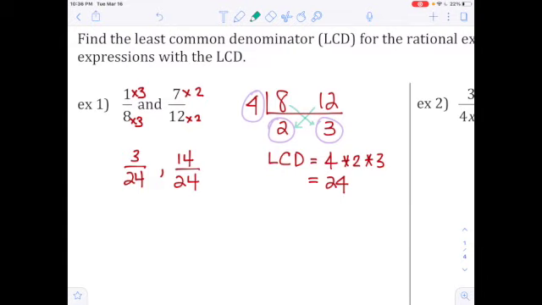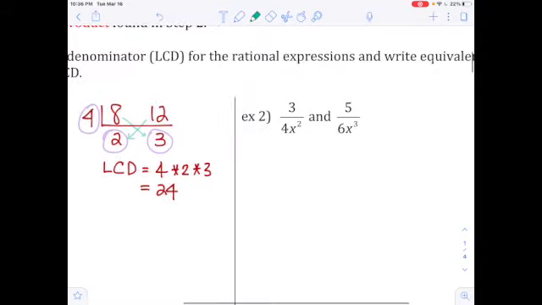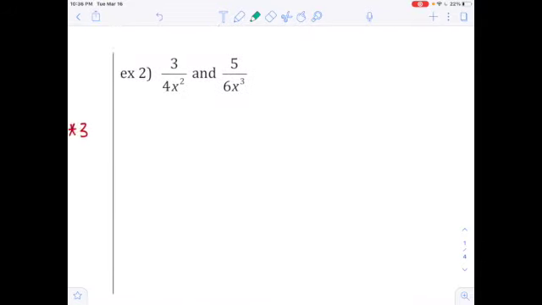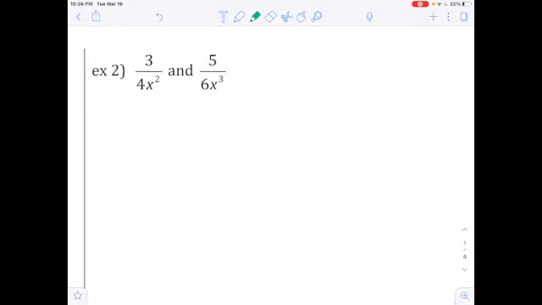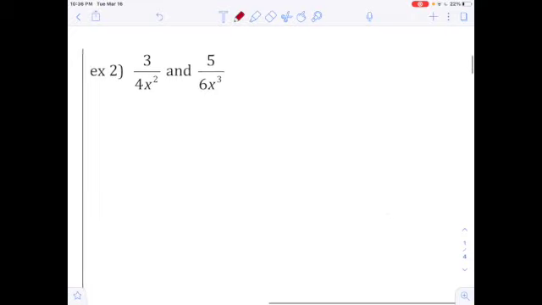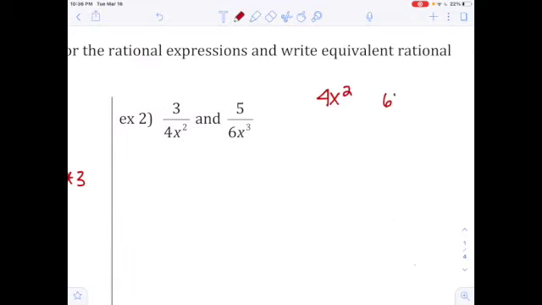So it's just crisscross what they need. What is the missing piece you want to multiply? Going on to example number 2. Example number 2 is the same thing if you want to choose to do that. So that's going to be 4x squared and then 6x to the third.